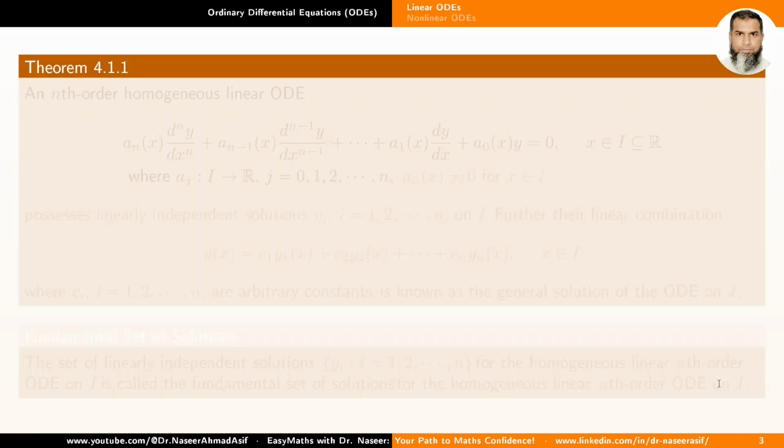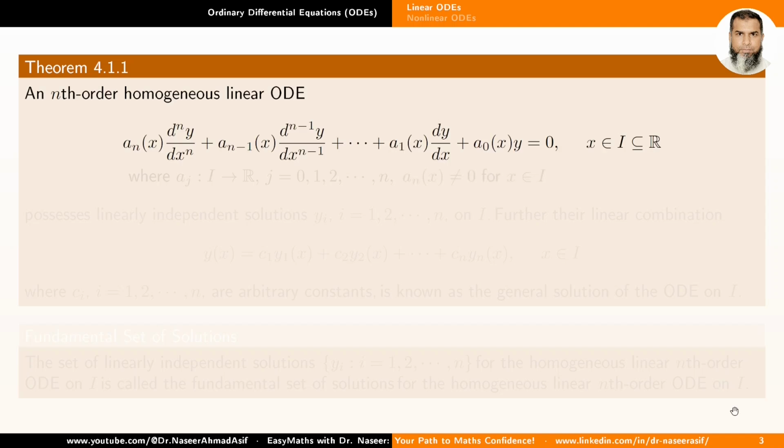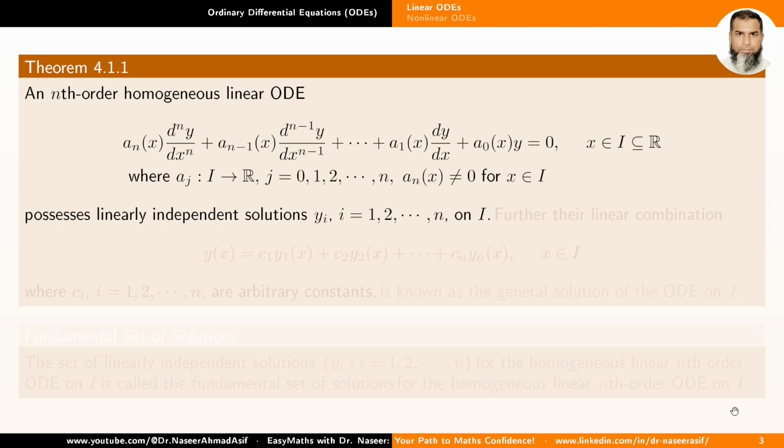Well, see a theorem. An nth order homogeneous linear ODE an of x dn y by dxn plus an minus 1 of x dn minus 1 y by dxn minus 1 plus up to a1 of x dy by dx plus a naught of x y is equal to 0, where x belongs to I subset of R, and aj are functions from I to R and j varies from 0 to n, and an of x is non-zero for x belongs to I, possesses n linear independent solutions yi, i varies from 1 to n on I.